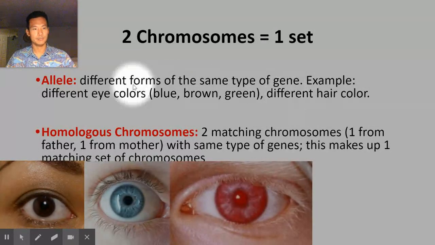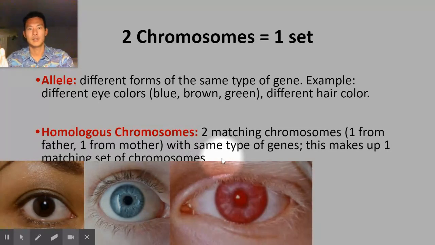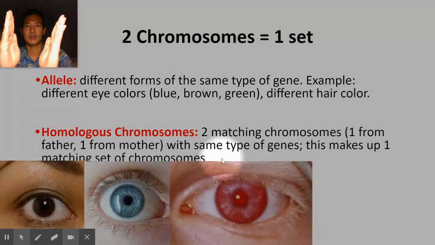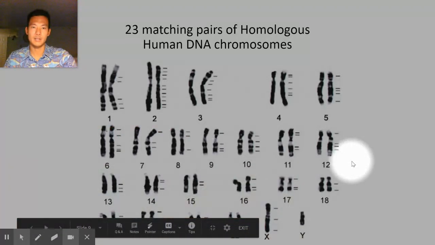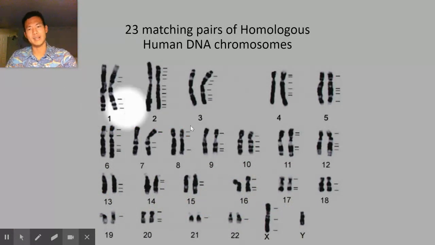Homologous chromosomes are two matching chromosomes, one from the father, one from the mother, with the same types of genes. This makes up one matching set of chromosomes. So the homologous chromosome from your father has to have the same genes or alleles as the one from your mother. I'll explain that further in the next slide.